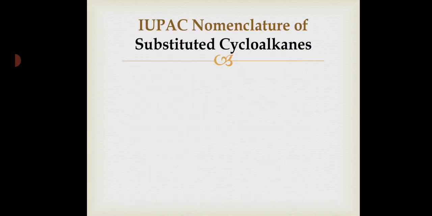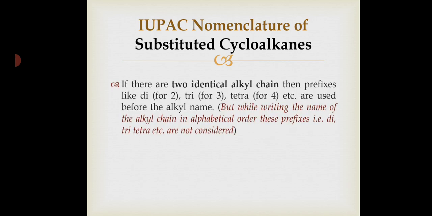Now if the cycloalkane is substituted with two identical alkyl chains, then just like in a straight chain alkane or branched chain alkane, if there are two identical alkyl chains, we use the prefix di for 2, tri for 3 and tetra for 4. So here also we are going to name in a similar manner. But while writing the names of the alkyl chains in alphabetical order, these prefixes di, tri and tetra are not considered. This you all know.